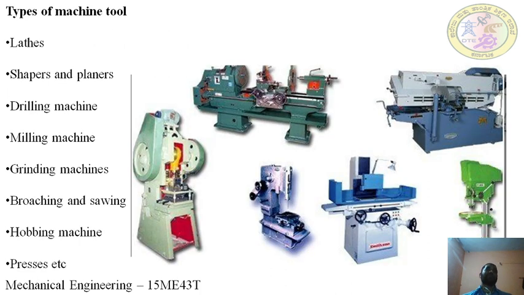So, types of machine tools. We have different machine tools such as lathe, shaper and planer, drilling machine, milling machine, grinding machine, broaching and sawing, hobbing machine, presses, etc. The lathe is the father of all the machine tools. The first machining process started from the lathe. The lathe is used for removing material to produce cylindrical shapes. It is used mainly for machining cylindrical shaped components.